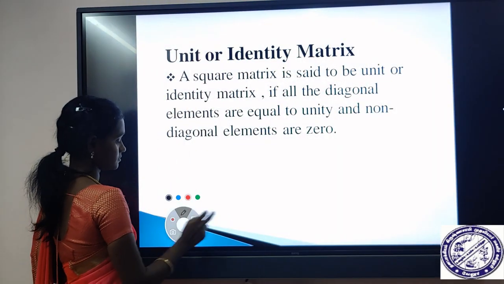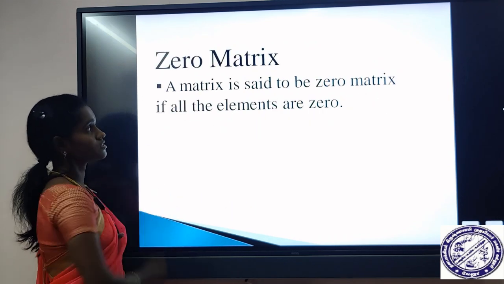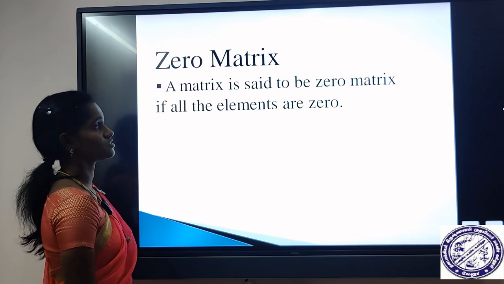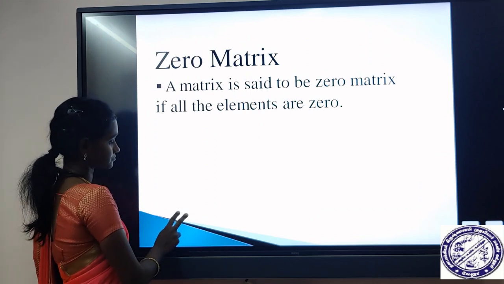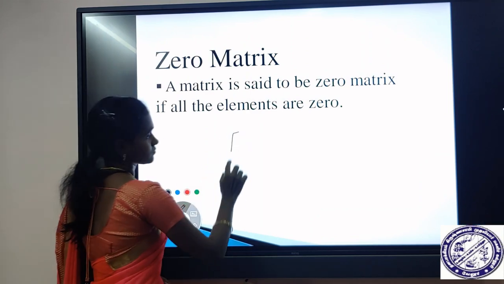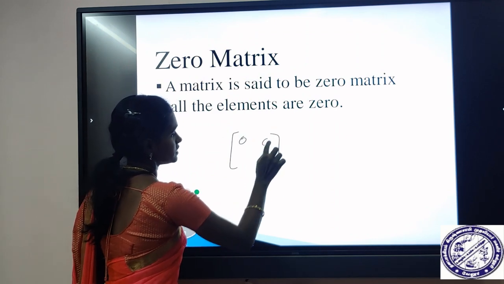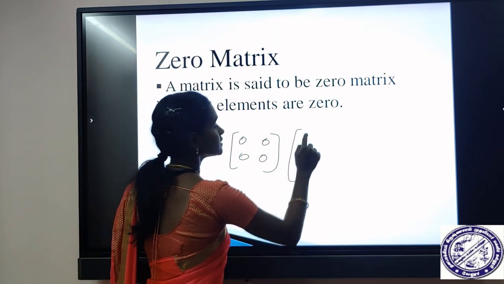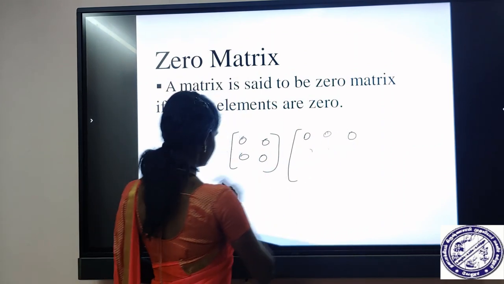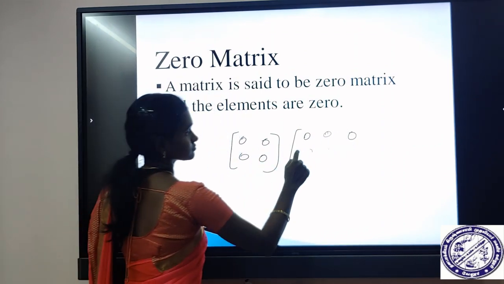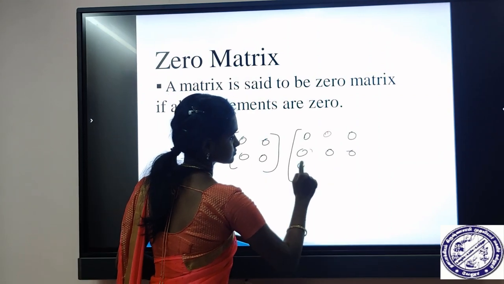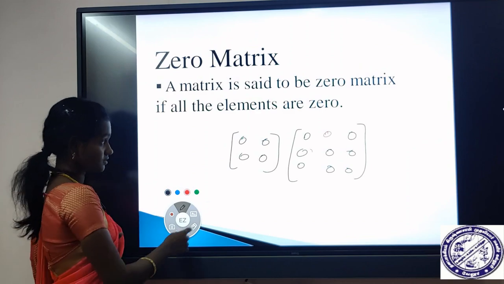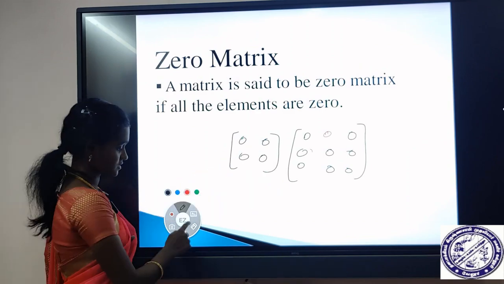Then we are going to see what is a zero matrix. A matrix is said to be a zero matrix if all the elements are 0, which means all the elements will be 0. This is one example, and this is also another example. This is called a zero matrix.